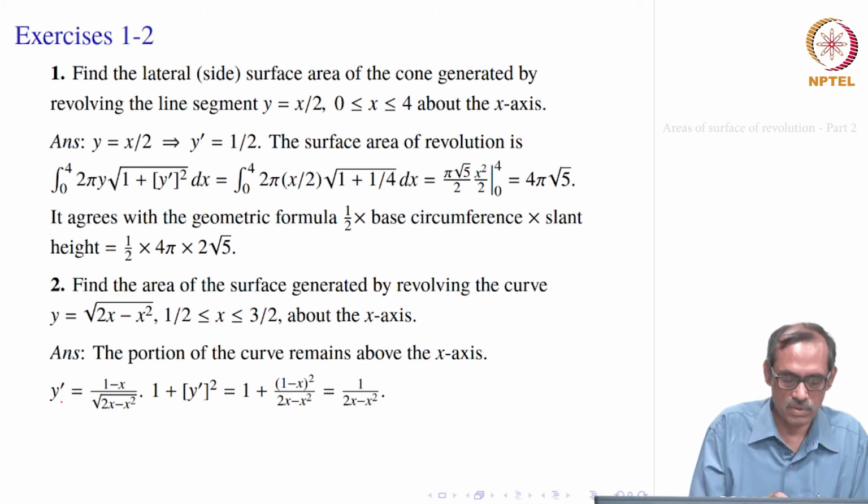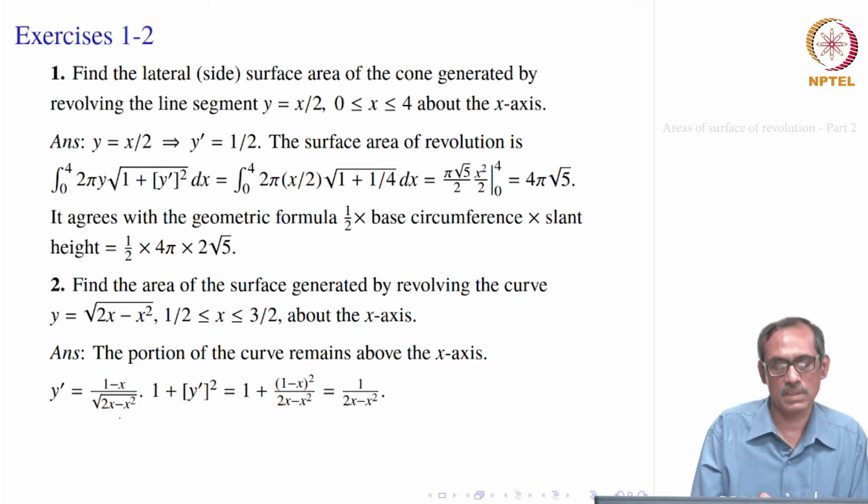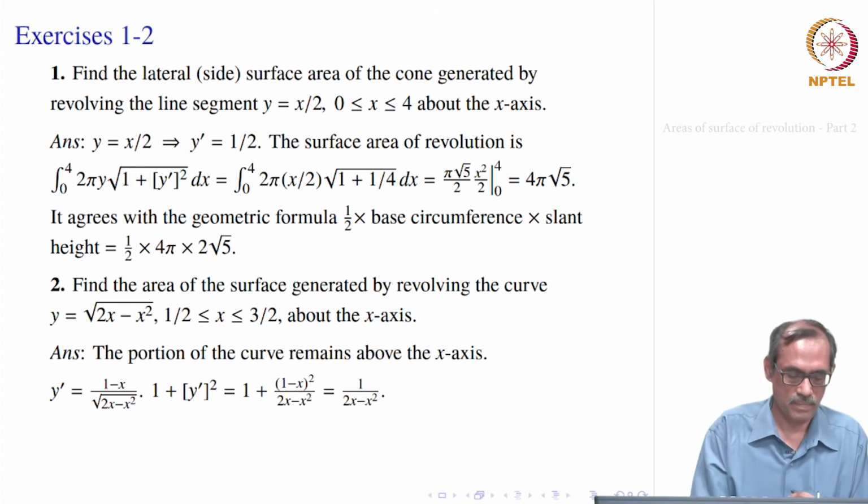Now we differentiate. So, y prime equals the derivative of the square root of 2x minus x square, which is 1 divided by 2 square root of 2x minus x square, then the derivative of 2x minus x square with respect to x, which gives you 2 minus 2x. The 2s get cancelled, and we get 1 minus x divided by square root of 2x minus x square. So, 1 plus y prime square is 1 plus (1 minus x) square divided by 2x minus x square, which simplifies to 1 divided by 2x minus x square.